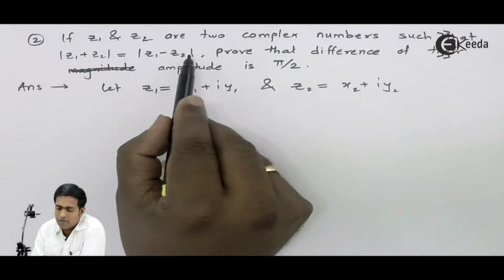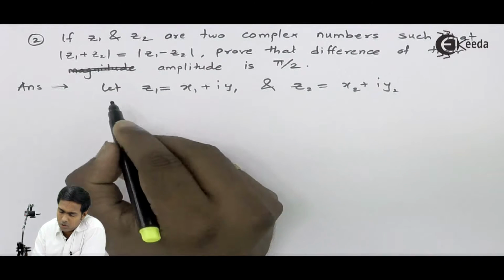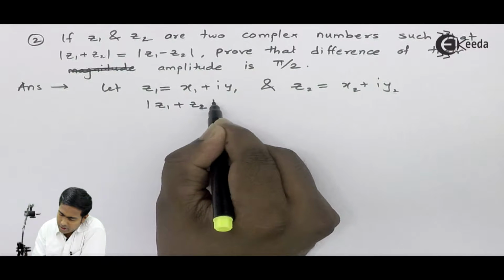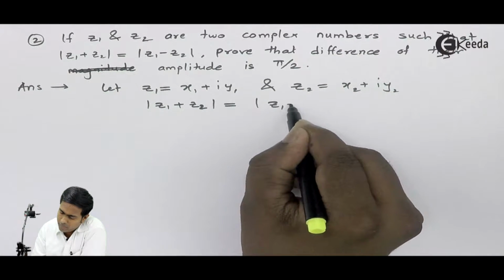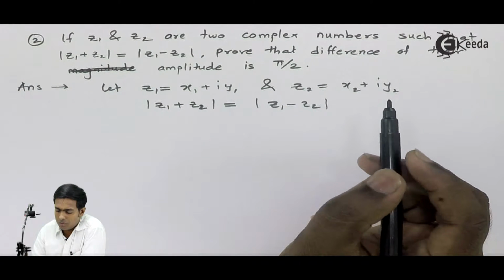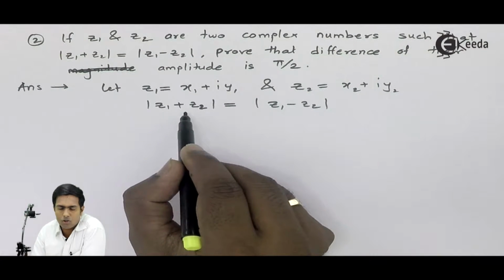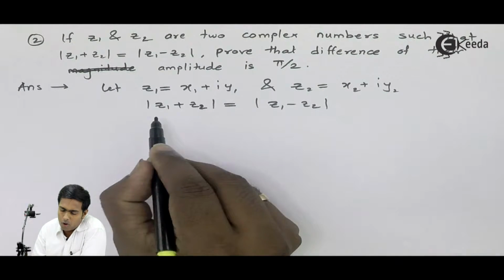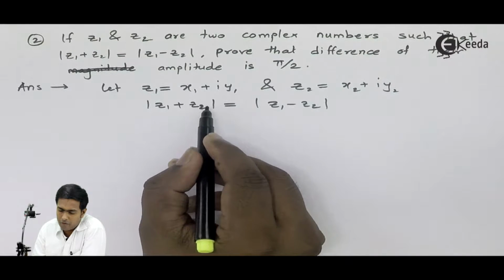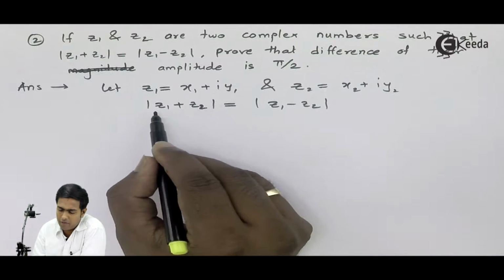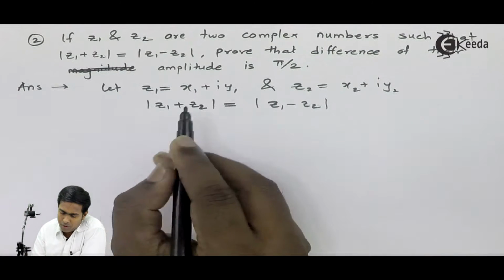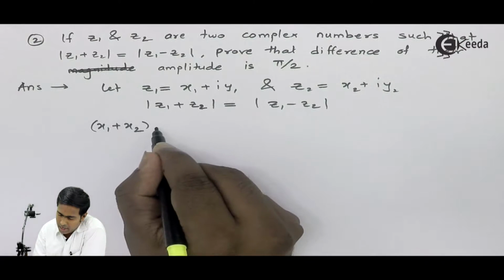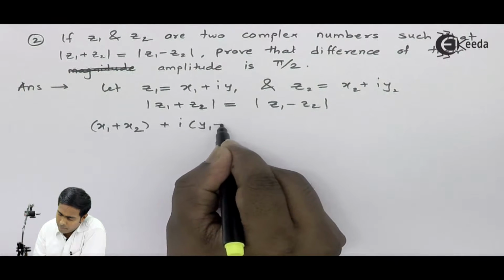Now this is the given condition, so I will write it down. Mod of Z1 plus Z2 is equal to mod of Z1 minus Z2. So we will substitute the values of mod of Z1 plus Z2 and mod of Z1 minus Z2 over here. So what is mod of Z1 plus Z2? For that we will first find Z1 plus Z2 and then find the mod. So we will get x1 plus x2 and y1 plus y2.